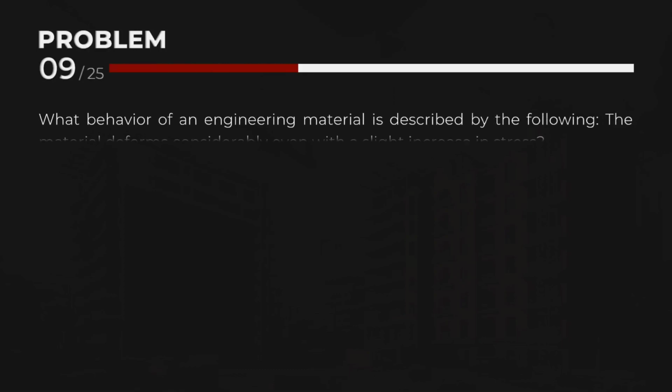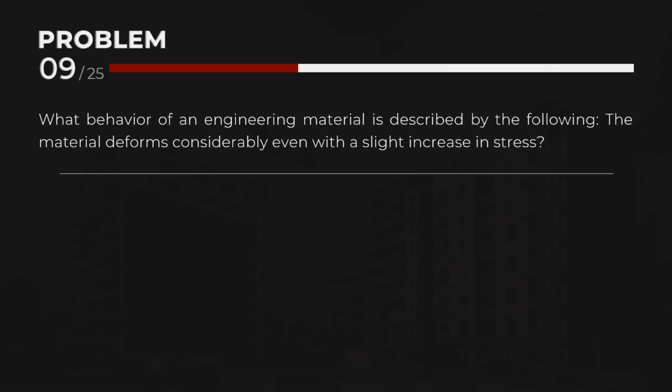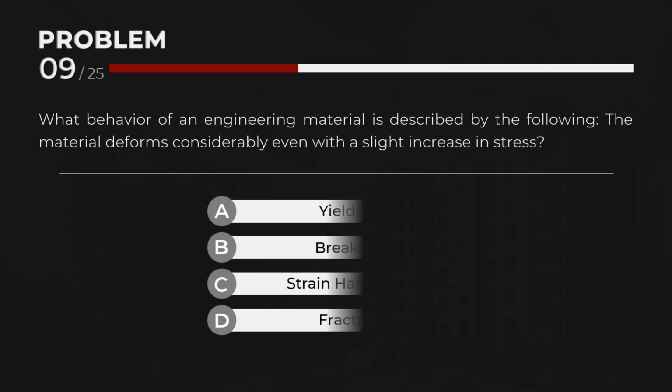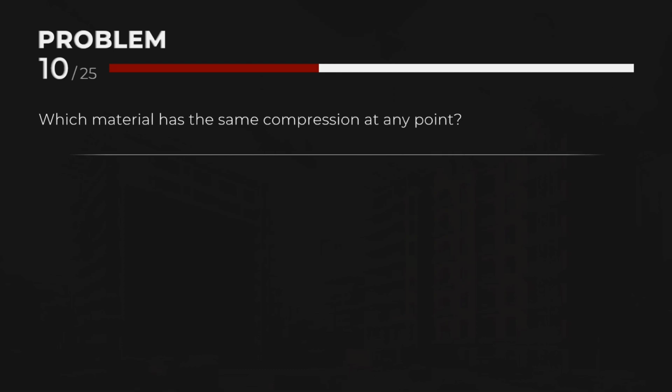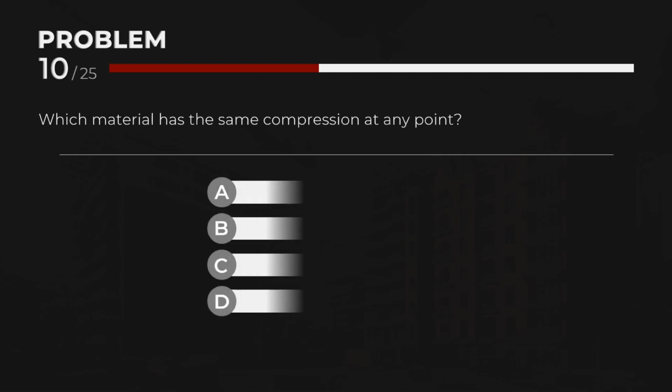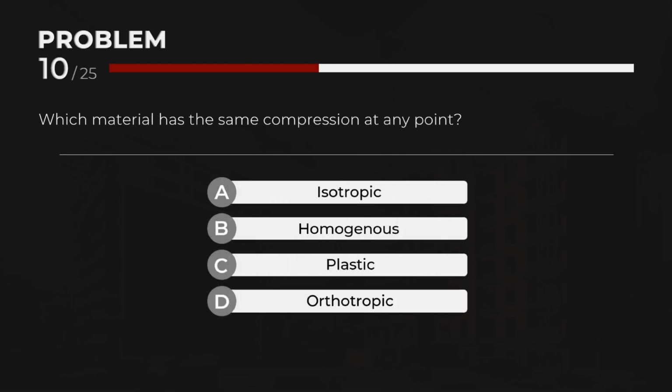What behavior of an engineering material is described by the following? The material deforms considerably even with a slight increase in stress. A. Yielding. Which material has the same composition at any point? B. Homogeneous.